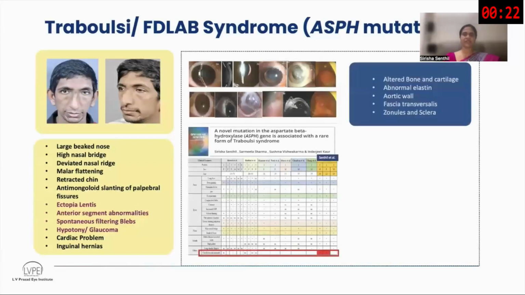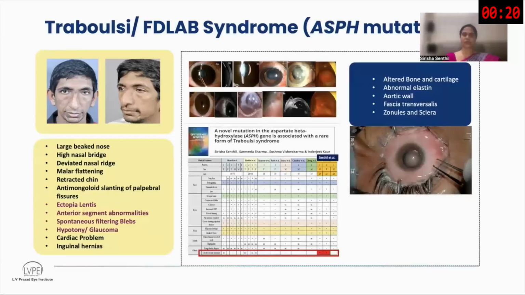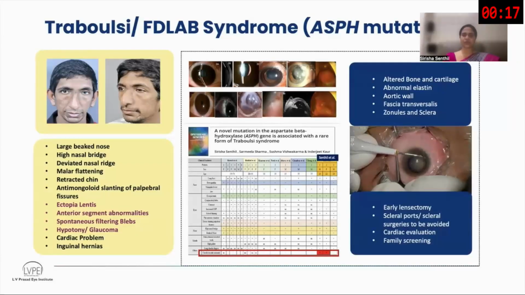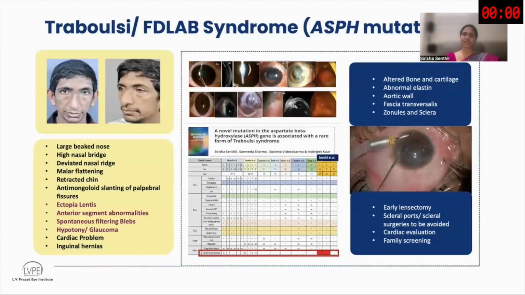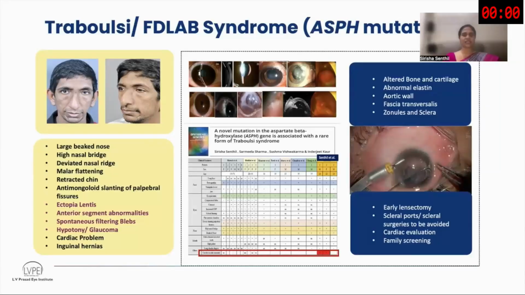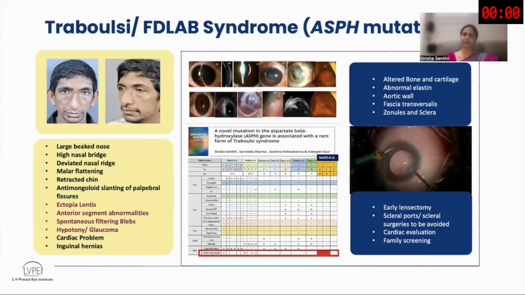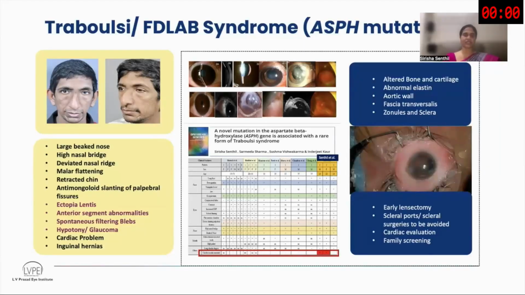In some ectopia lentis related disorders, like Traboulsi syndrome or ASPH associated mutation with ectopia lentis, these patients have very abnormal sclera. So it's very important to identify the cause of ectopia lentis, because in these patients, if we do any kind of scleral intervention, they end up having a very thin sclera, sometimes leading to severe vision threatening hypotony. Even without touching the sclera, they can develop spontaneous filtering blebs. And if we end up touching the sclera, it can be very, very difficult and disastrous for them.